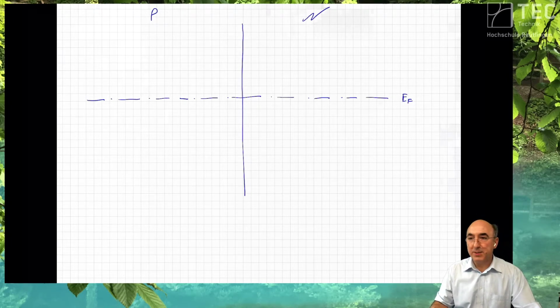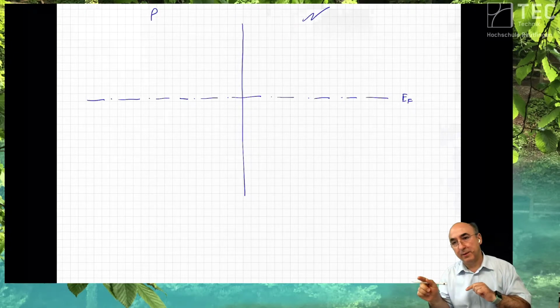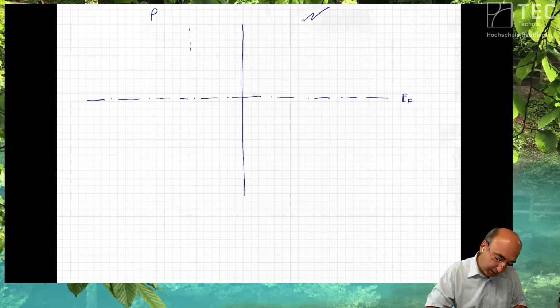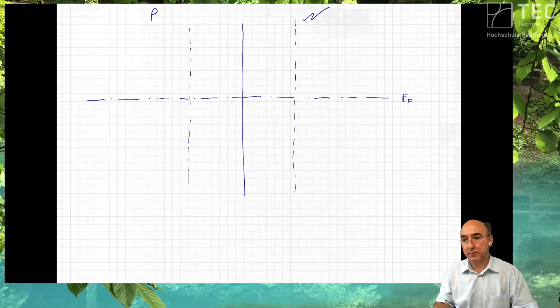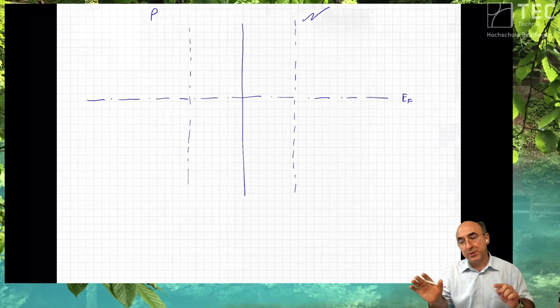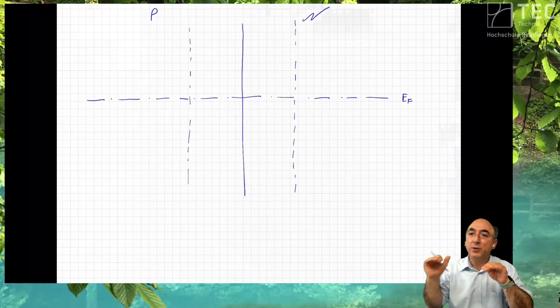For the N-type semiconductor, one moment. We know that due to the space charge, we have band bending. So we leave out a certain area for the band bending. We don't sketch there at the moment. We do our sketch outside this area, where the band edges are not bent.